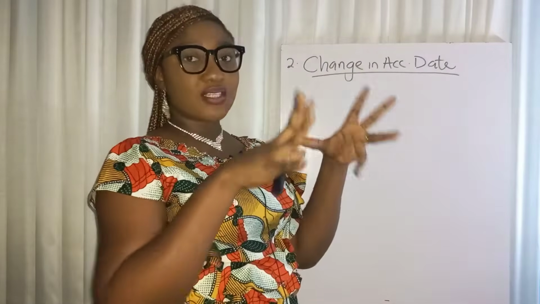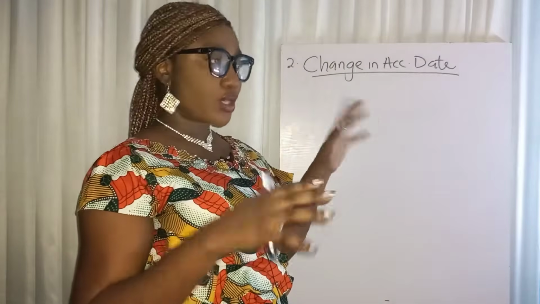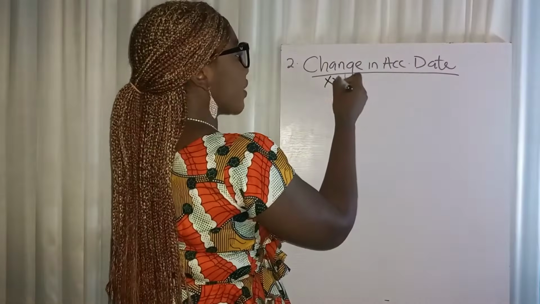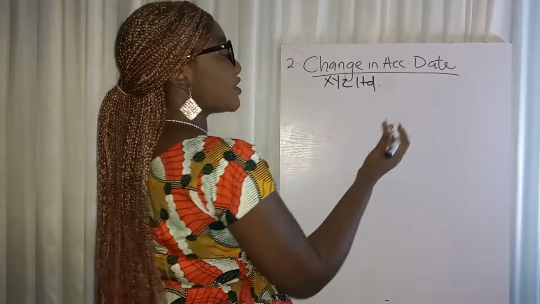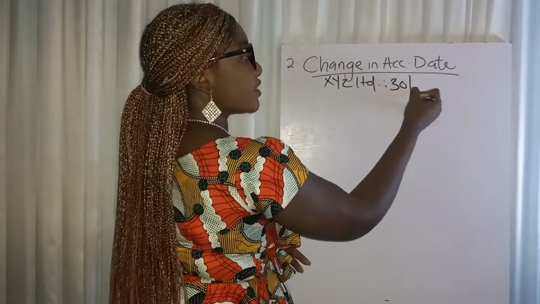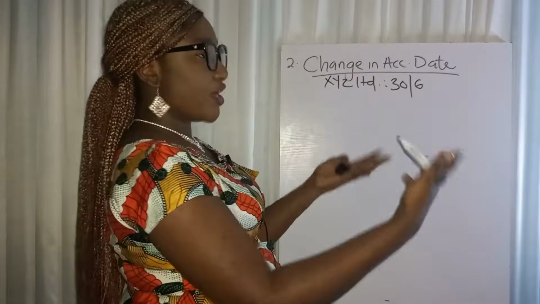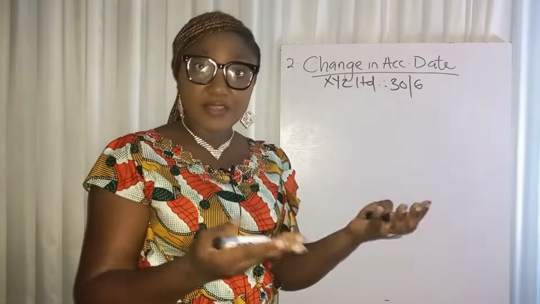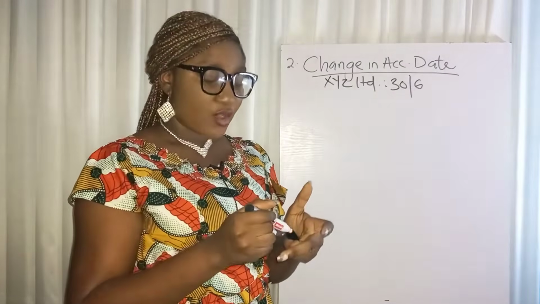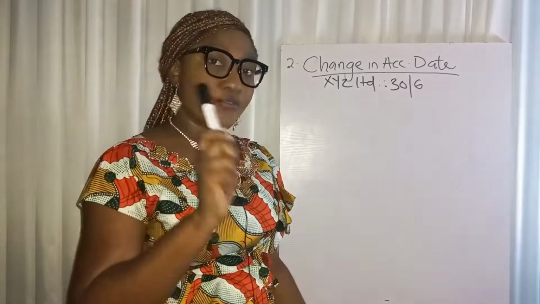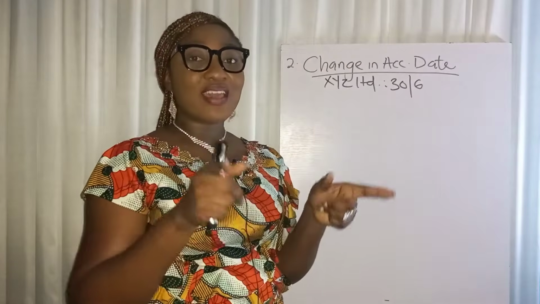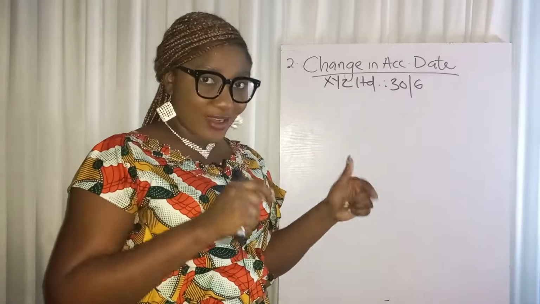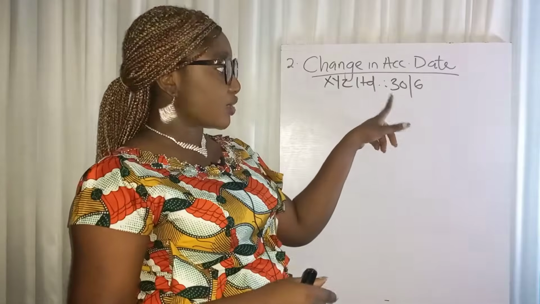Okay, so let me paint a scenario. Let me put an example so that we can understand that. XYZ Limited had an accounting year end of probably 30th June. They report 30th June every year, and they now want to change to 31st of December every year. What you need to do is to identify the first year of failure. The year of failure means the year that they failed to prepare their accounts to the old accounting date, that is to 30th of June.